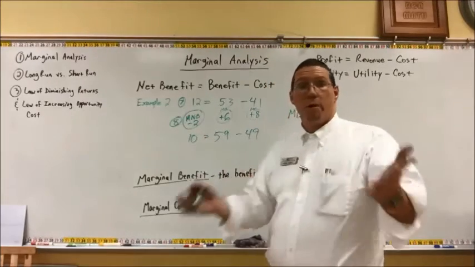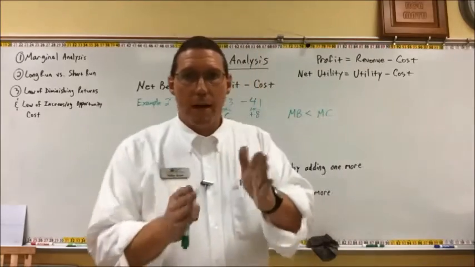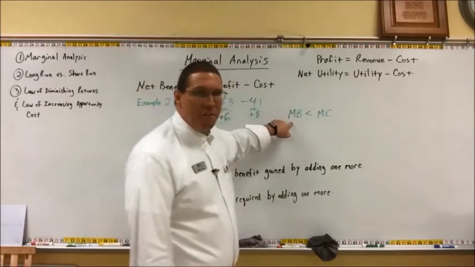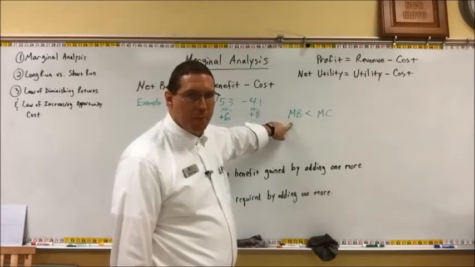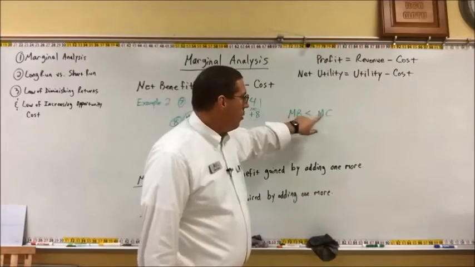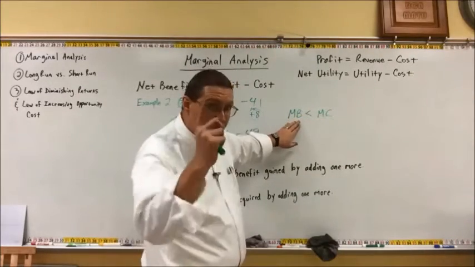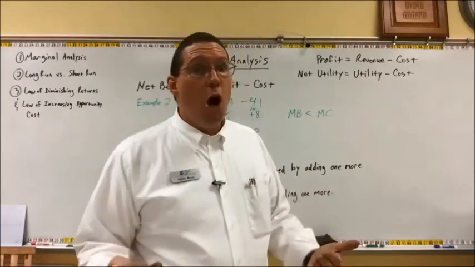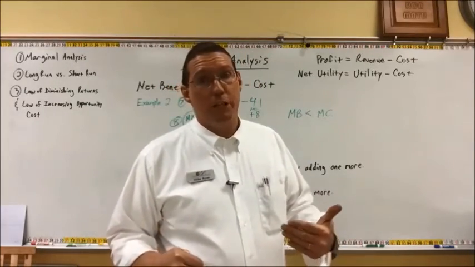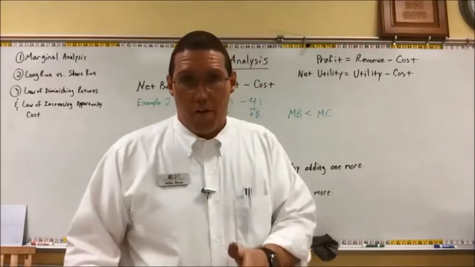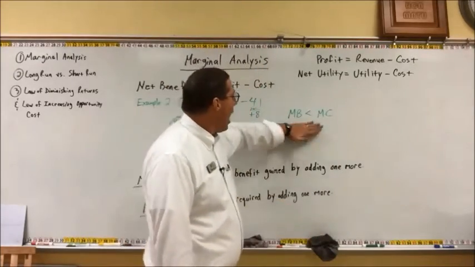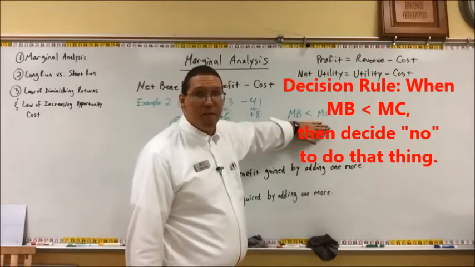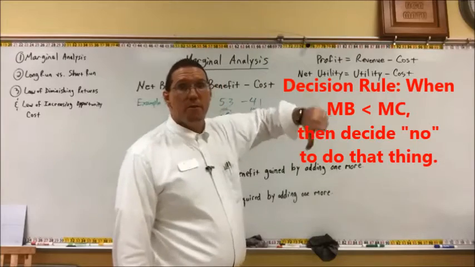And so here's the rule. So here's our decision rule. This is what I need you to learn. When the marginal benefit of consuming one more is less than the marginal cost of consuming one more, you know that you're going to put yourself into a situation where you are worse off. Therefore, it is not worthwhile to do this, and your decision rule when marginal benefit is less than marginal cost is to say no.